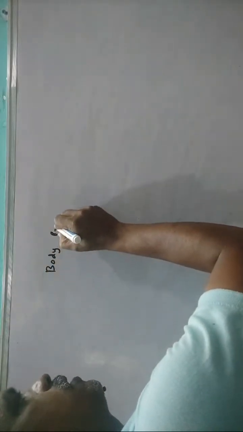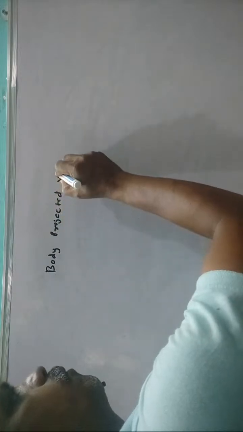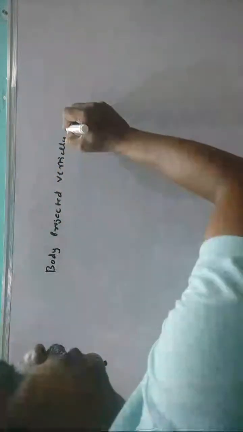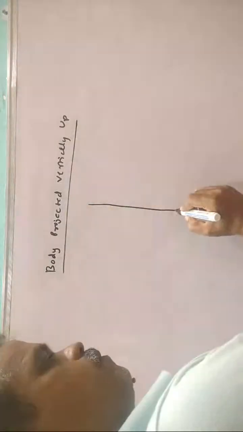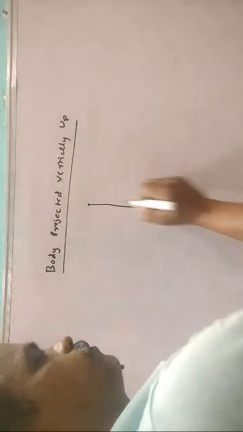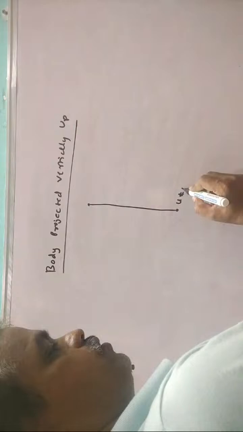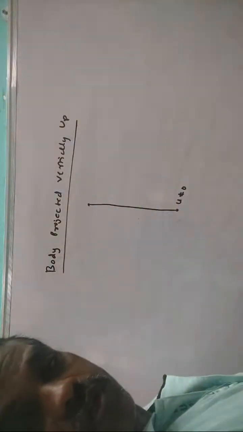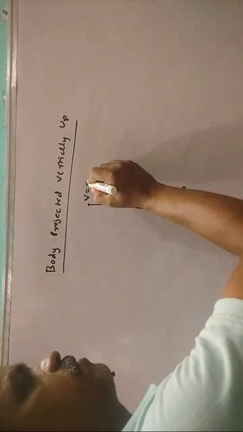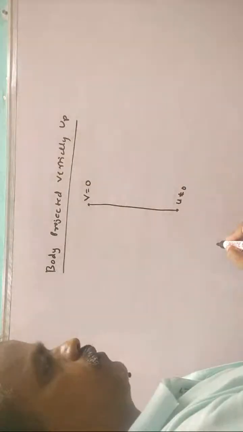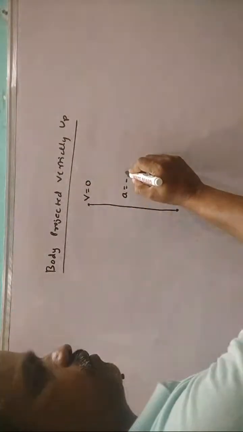So that is body projected vertically up. So here we discuss, this is the body, we are projecting with u not equal to 0. After reaching maximum height, the final velocity of the body is 0. So acceleration equal to minus g.